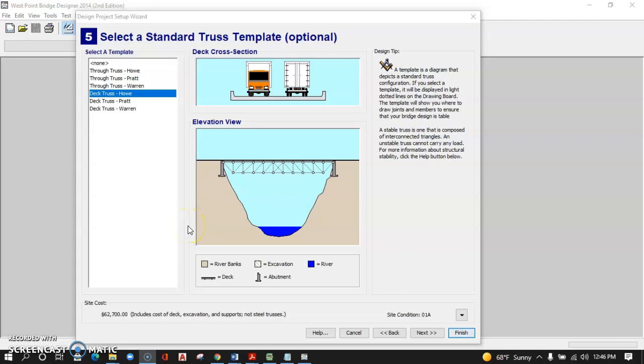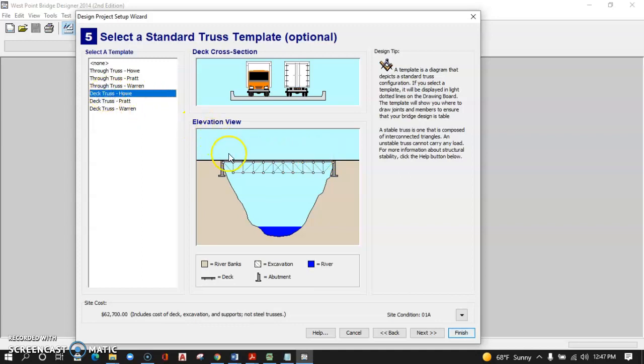West Point Bridge Designer allows us to use standard truss templates when we're designing and simulating bridge construction. There are three standard trusses that are used universally in engineering: the Howe Truss, the Pratt Truss, and the Warren Truss. All three trusses have both a through configuration where the deck is on the bottom of the bridge, and the vehicle is driving through the truss itself.